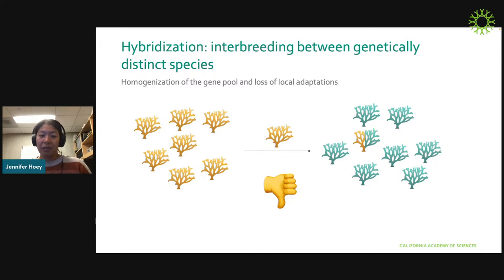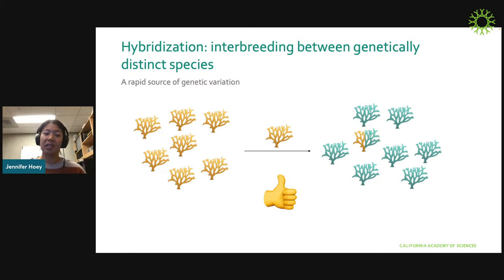Another negative of hybridization can be reduced viability or fertility. And the classic example of this is mules, which are sterile. So on the flip side, hybridization can actually be a really important evolutionary process. And this is because it can be a rapid way to introduce new genetic material into a population.